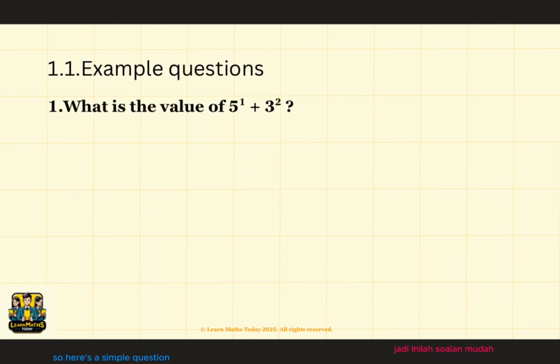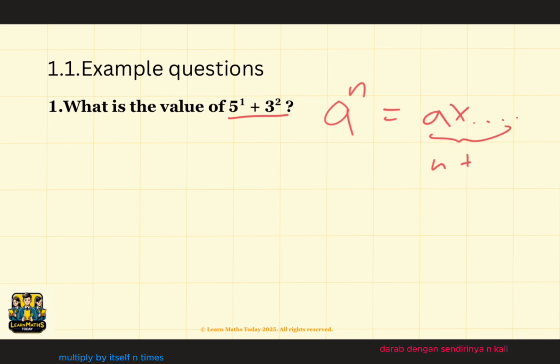So here's a simple question. What is the value of this? As you remember, a to the power of n will be equivalent to a multiplied by itself n times. So here it's 5 multiplied by itself once, and here it's 3 multiplied by itself twice.